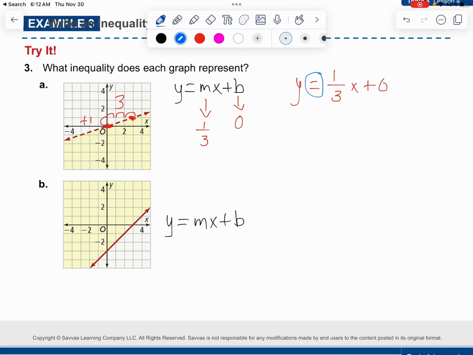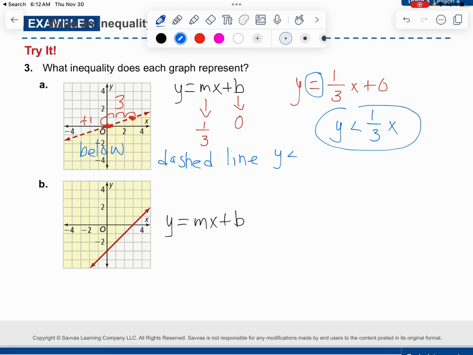All that's left is to replace our equal sign. So our shading is below, and we have a dashed line. So our values of y should be just less than. So y is less than 1 over 3x plus 0, but you don't write the plus 0. All right, final inequality. All right, next problem.